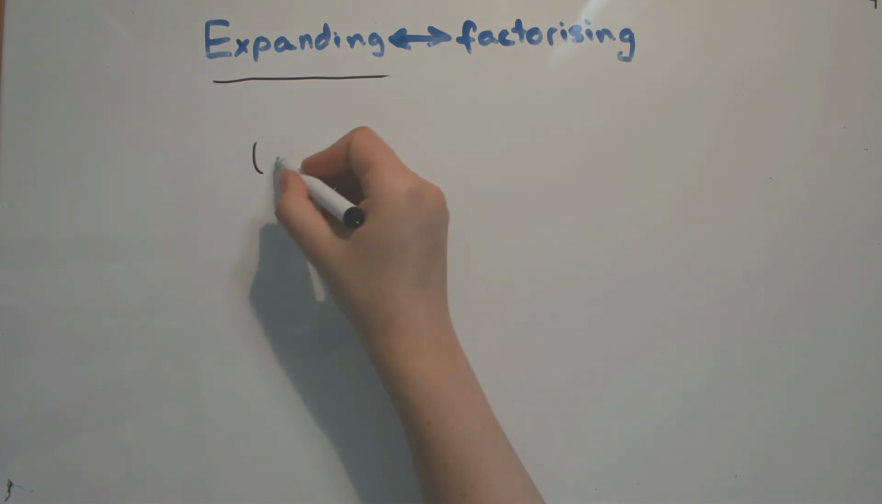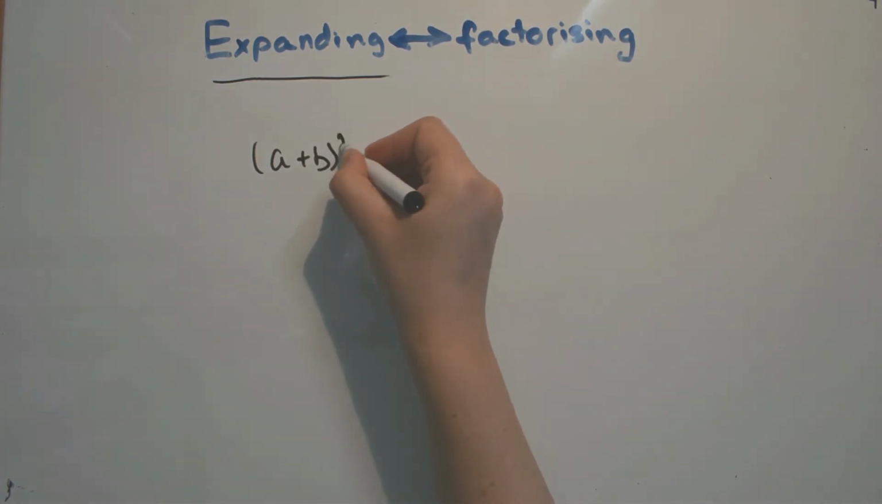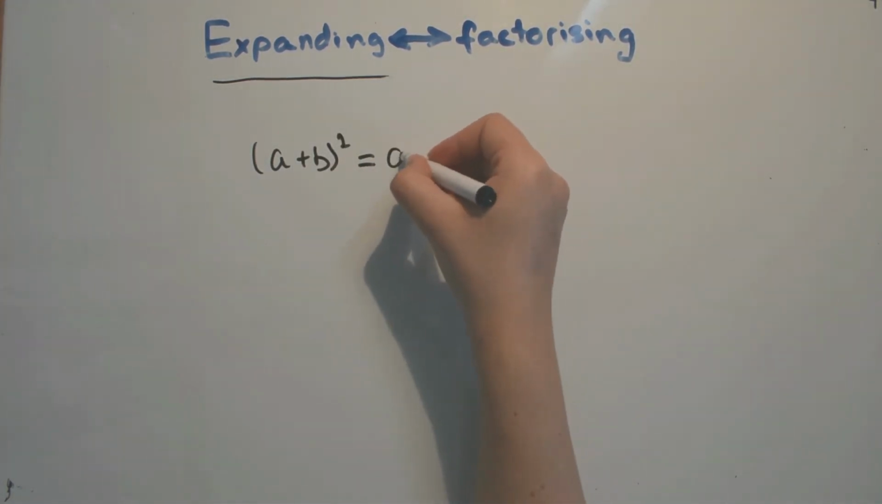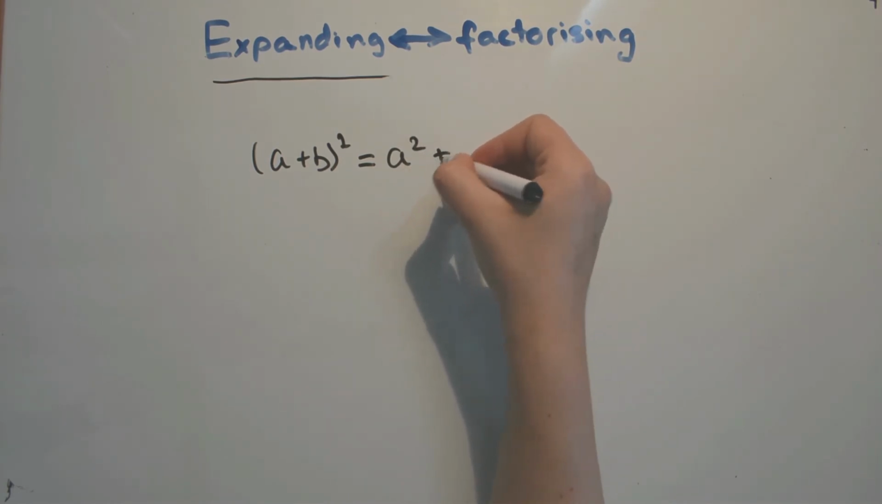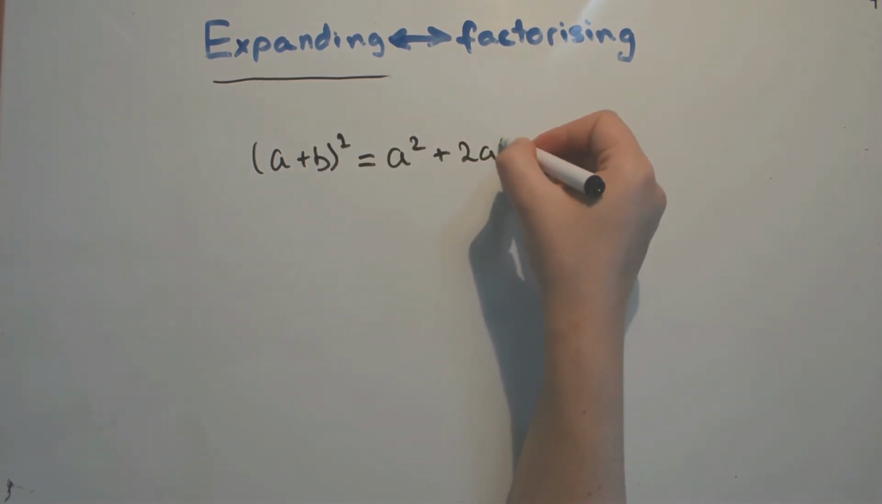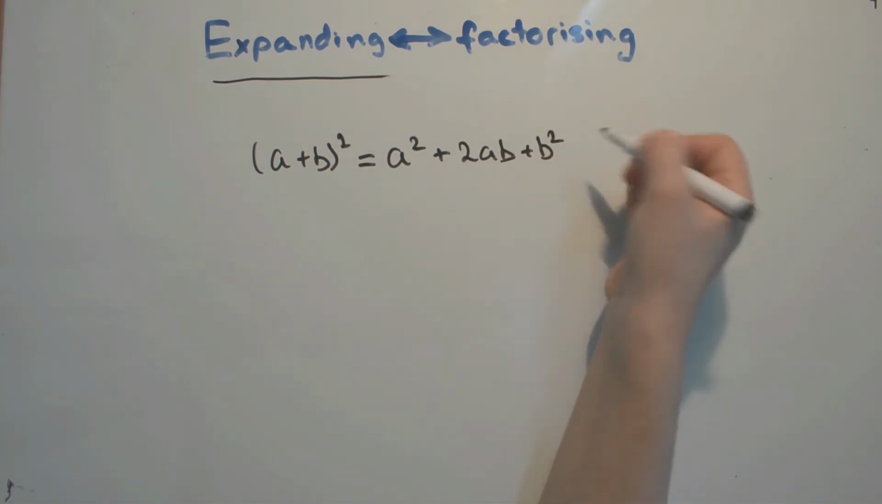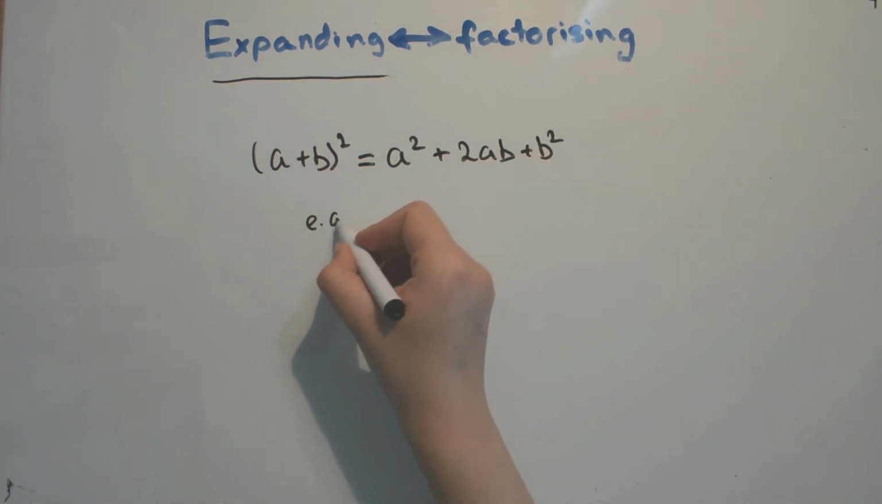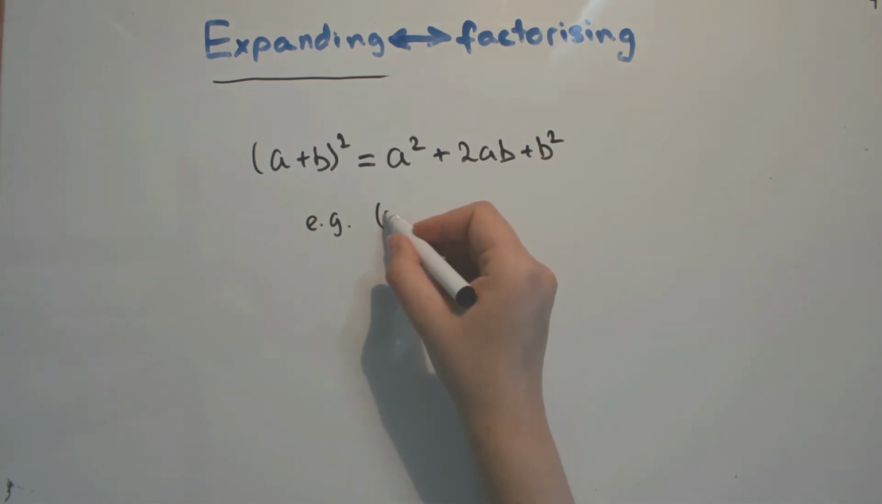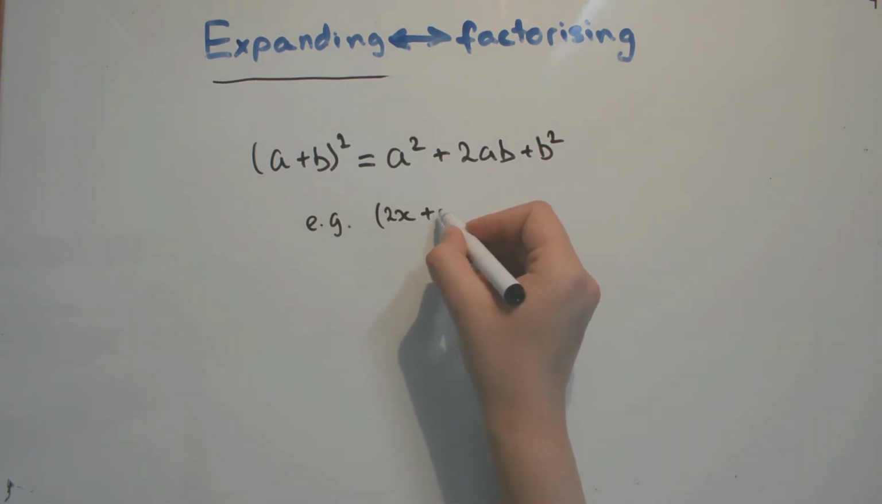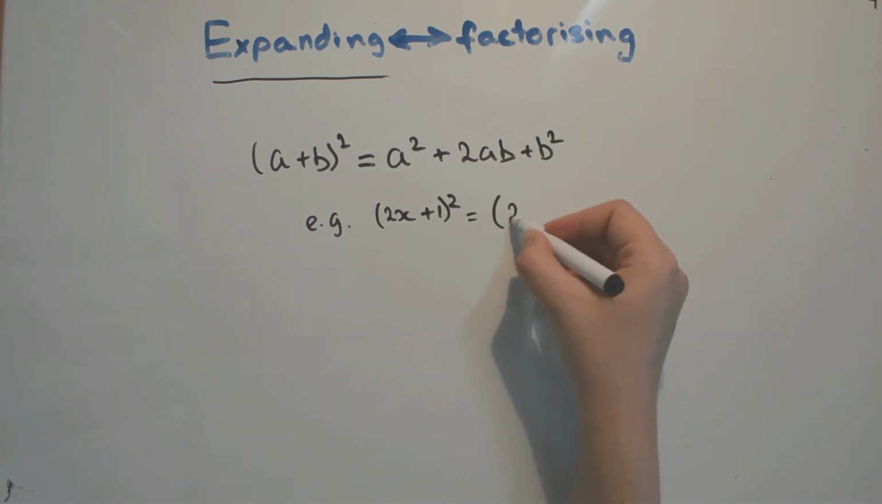Okay, the next rule is, this is something you should remember. It will make your life so much easier if you just memorize it rather than expanding. So a plus b all squared equals a squared plus 2ab plus b squared. I'm gonna go through the example in 2 methods. So the first method will be actually expanding brackets.